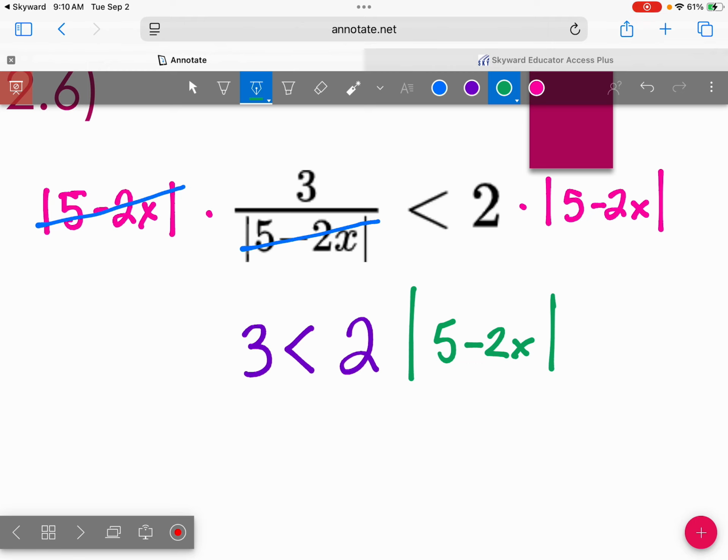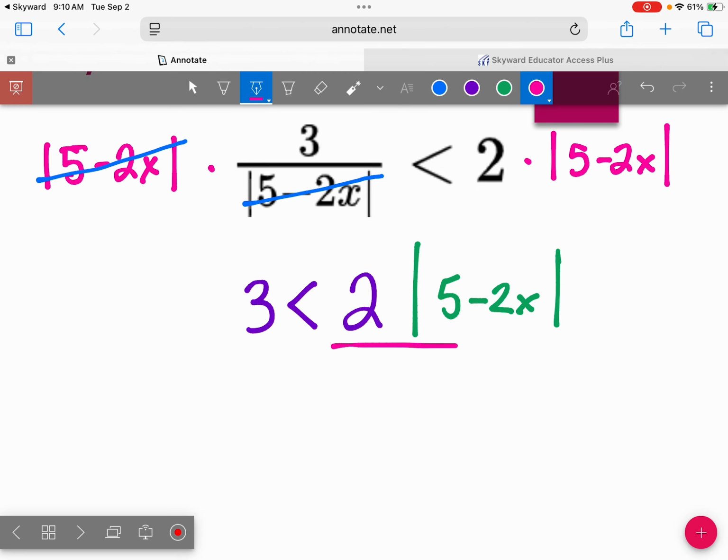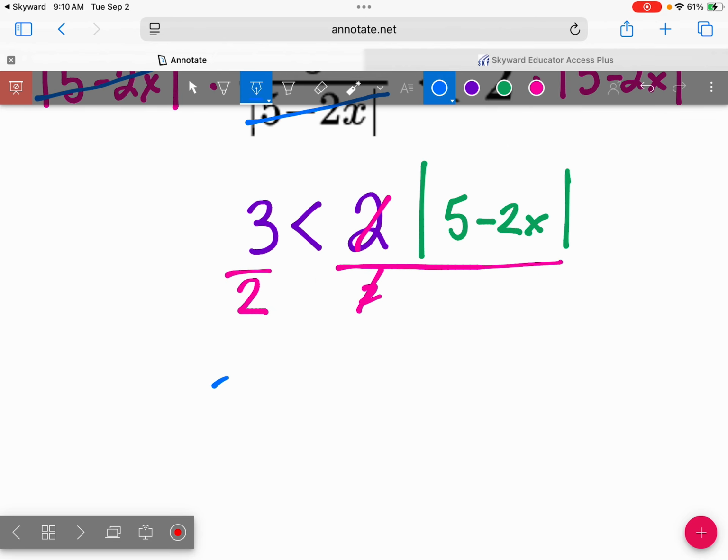What are we going to need to do first? Divide by 2. We want that absolute value in isolation first. We should divide by 2. That guy and that guy are going to cancel out. That means I also need to divide this side by 2. So we're going to have our 3/2 is less than absolute value of 5 minus 2x.